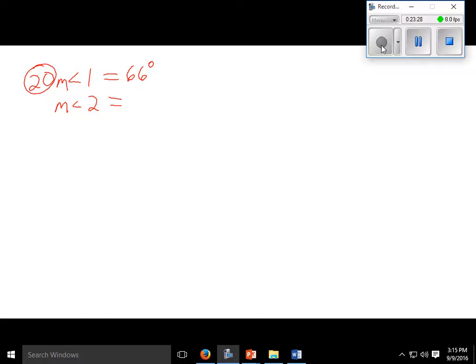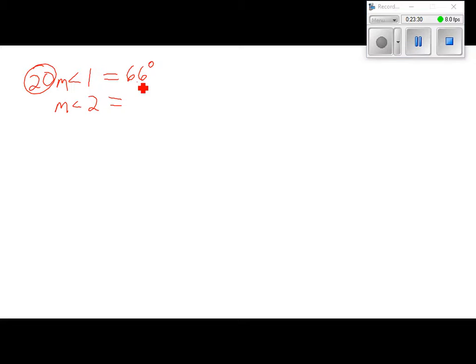Number 20, they tell us angle 1 is 66 degrees. They tell us angle 2 is complementary to angle 1, so all we got to do is subtract that from 90. Since they're complementary, borrow here, and that's 8. That gives you 24, so angle 2 should be 24 degrees, and that is letter A.